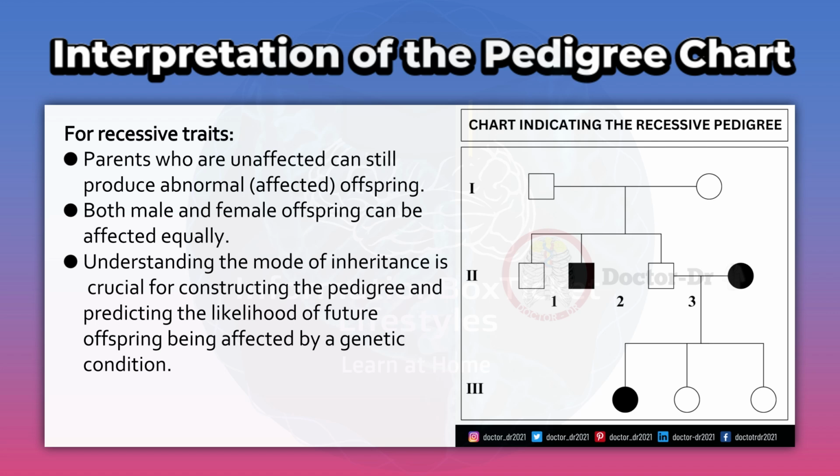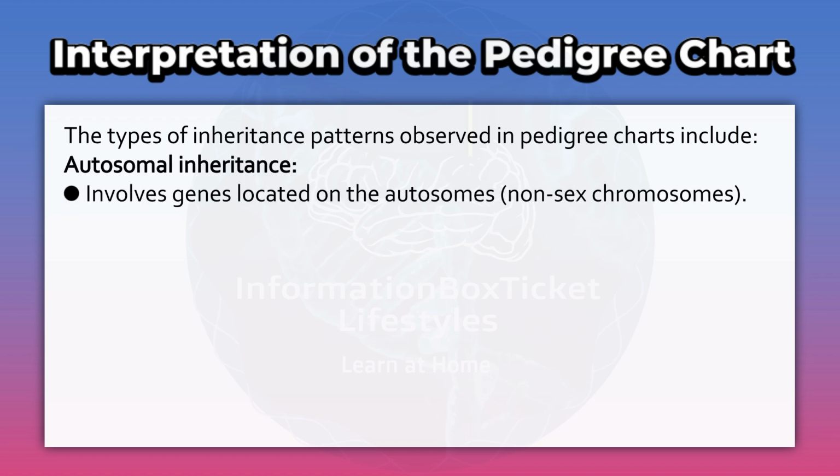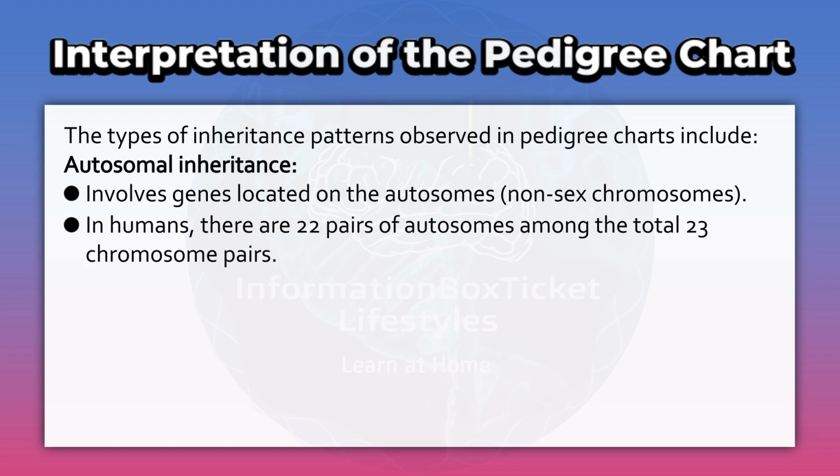Understanding the mode of inheritance is crucial for constructing the pedigree and predicting the likelihood of future offspring being affected by a genetic condition. The types of inheritance patterns observed in pedigree charts include autosomal inheritance. Involves genes located on the autosomes, non-sex chromosomes. In humans, there are 22 pairs of autosomes among the total 23 chromosome pairs.